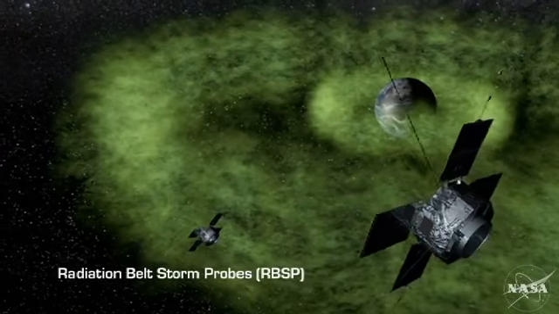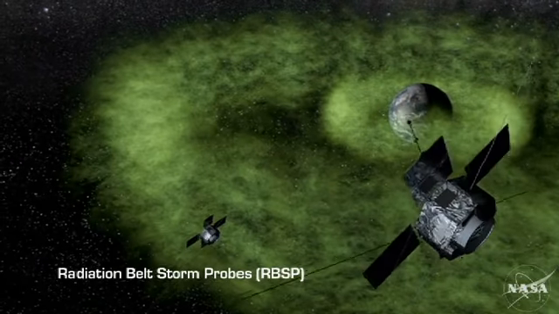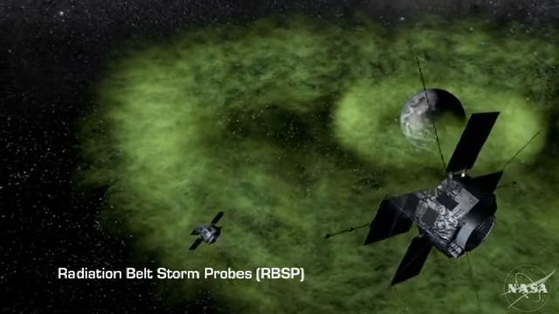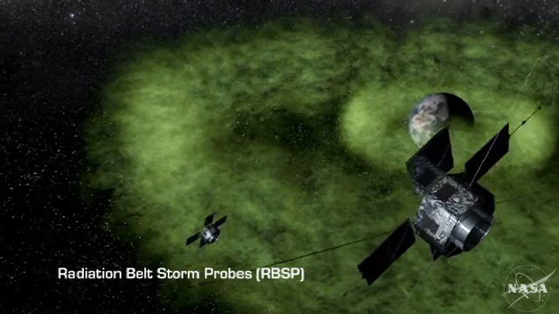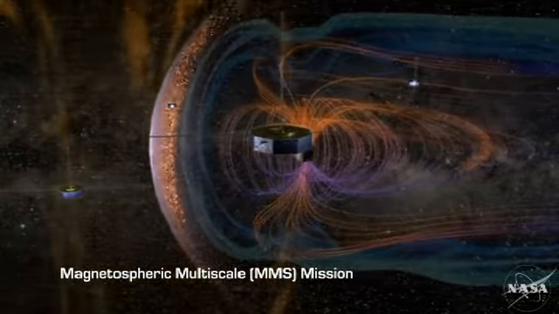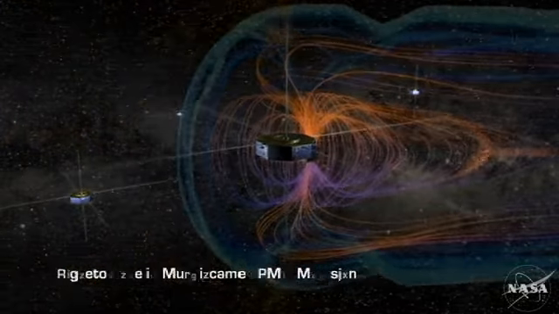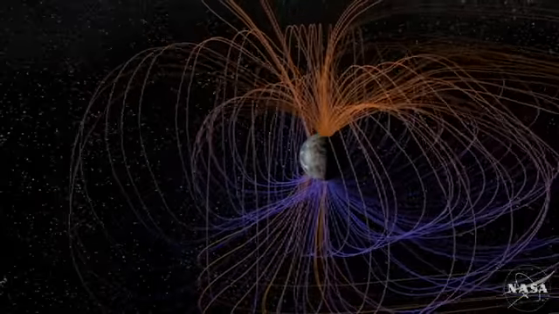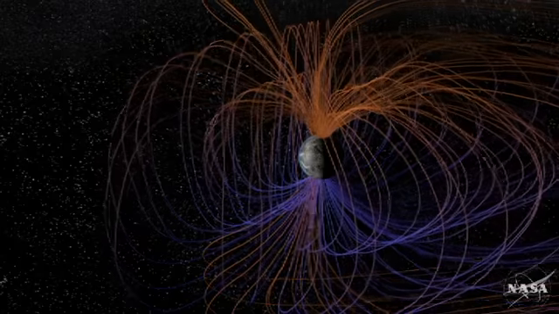NASA's upcoming Radiation Belt Storm Probes mission will help scientists better understand the processes in the radiation belts. The magnetospheric multiscale mission will bring clarity to the process of magnetic reconnection. Together, these new missions will unveil secrets of the magnetosphere and space weather.